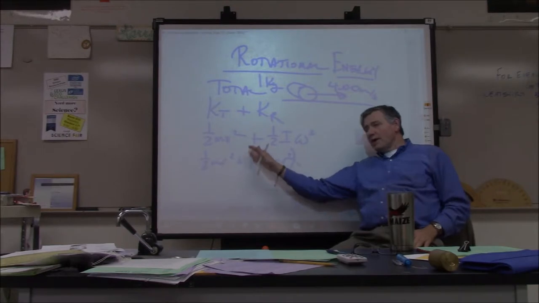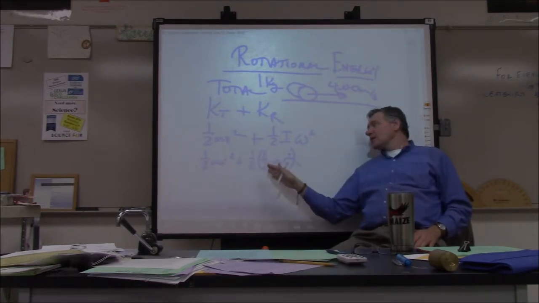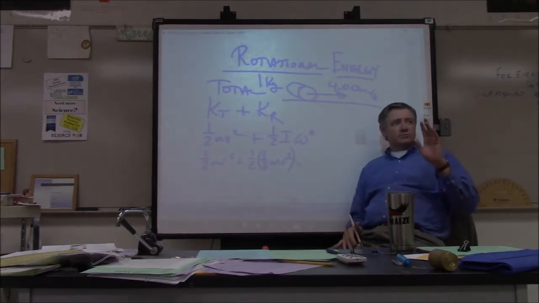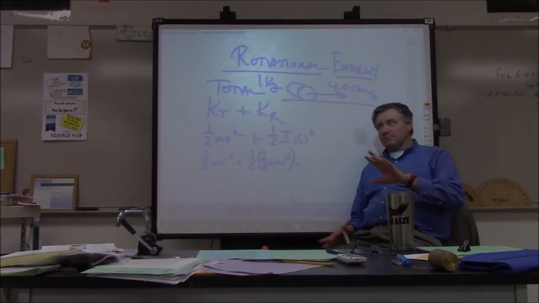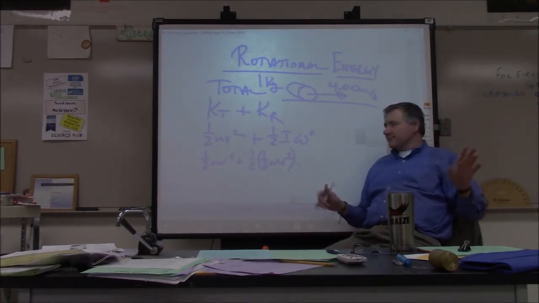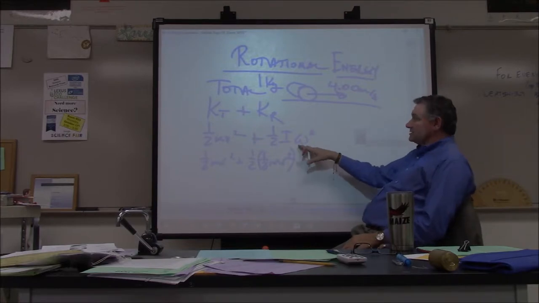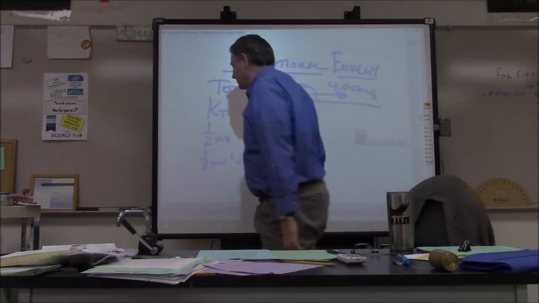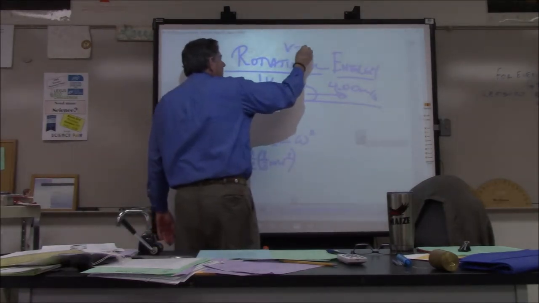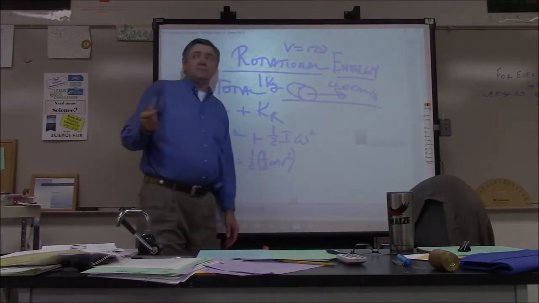This 1/2 will always be out here. This one could change. If it's a thin hoop, it's mr squared. If it's a hollow sphere, it's 2/3 mr squared. So this fraction in here will change depending upon the shape. This 1/2 out there is just what it is. It's just 1/2. Now, let's talk about omega. It's tough to do, man. But I know that v equals r omega.